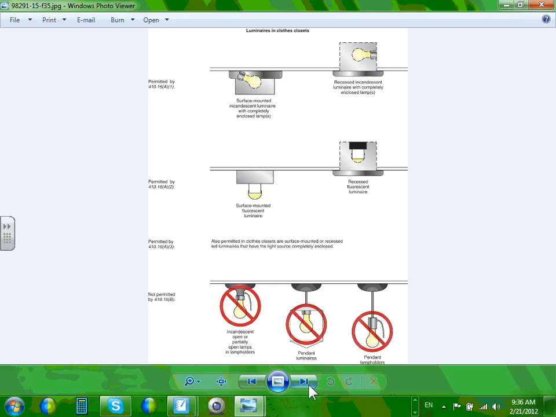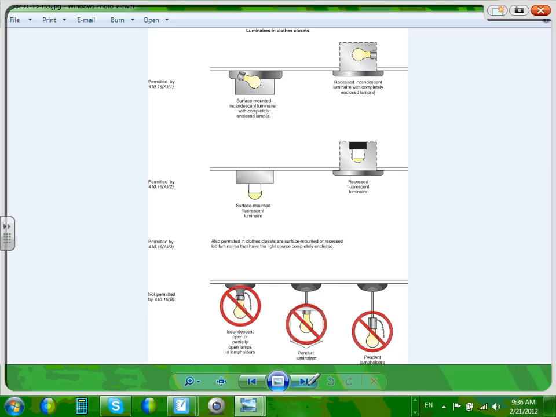All right, here's what you cannot do. Permitted lights. I'm going to go all the way, and we did this one in the residential, guys. All these types of fixtures shall not be installed in a closed closet, period. You can't put them. Not permitted: incandescent lamp, pendant, surface mounted, or with a stem or whatever. All these types shall not be installed. So these are the places permitted. You can have surface mounted incandescent, LED, or fluorescent, surface mounted or recessed, either one of them. But these bottom ones are not permitted. So let's go.